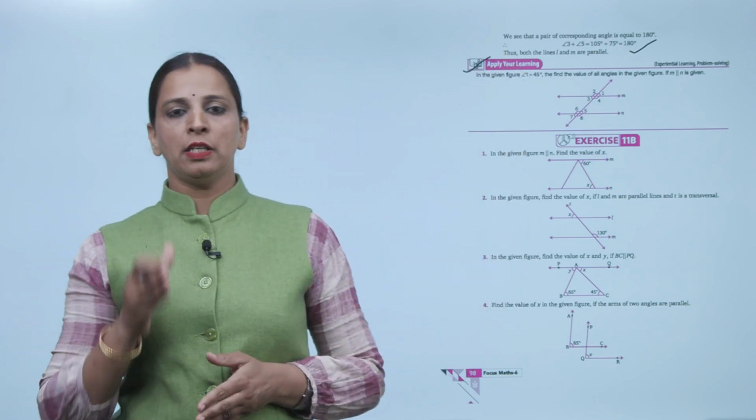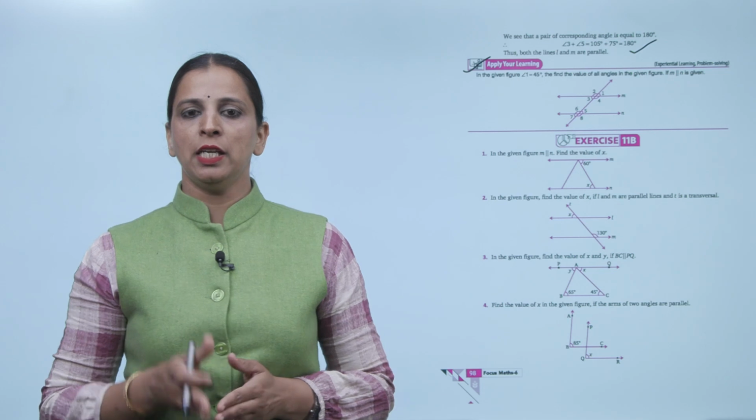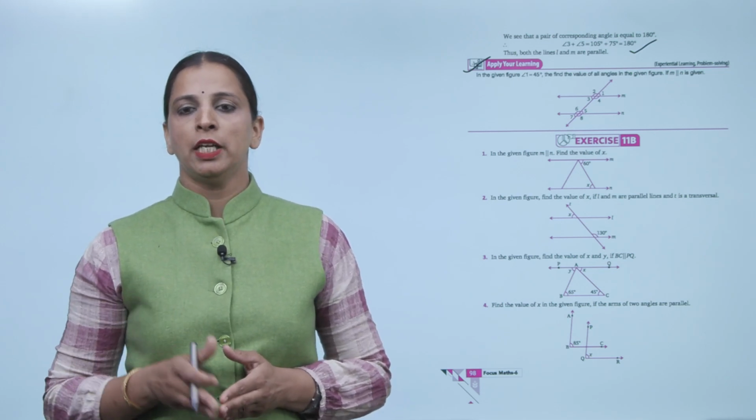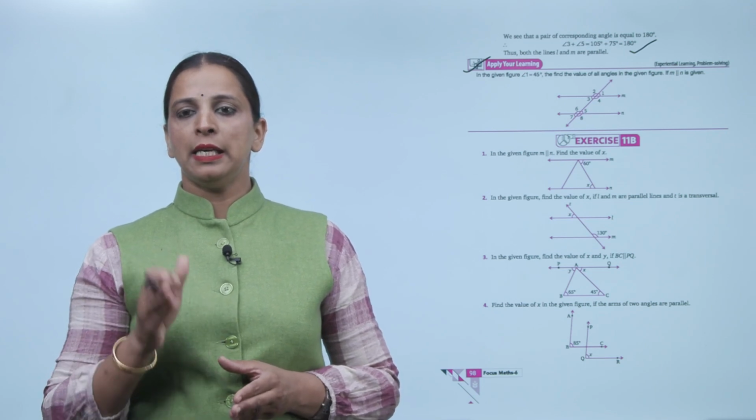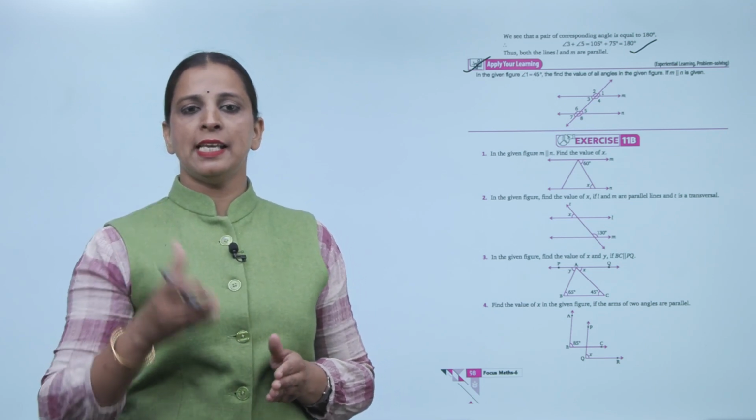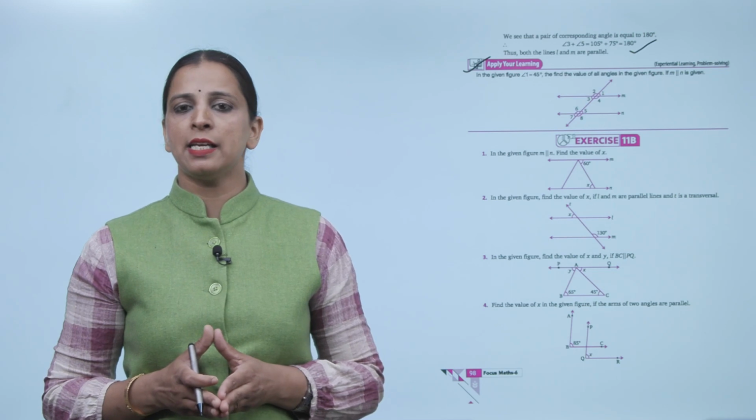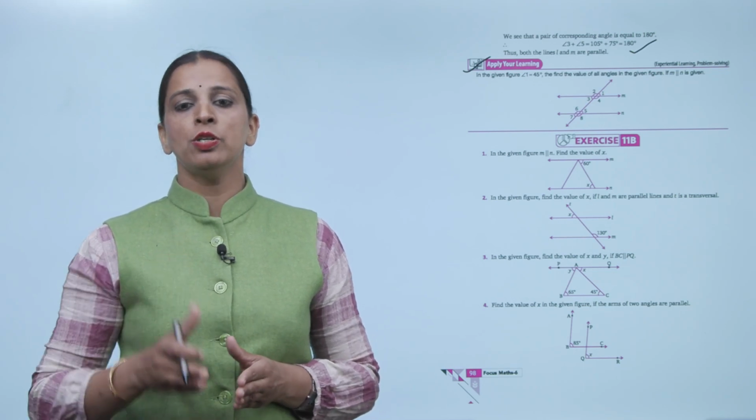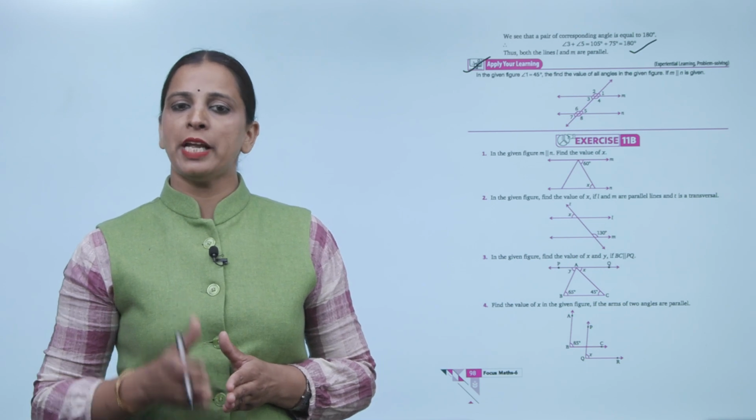In the given figure, angle 1 is equal to 45 degrees. Then find the value of all angles in the given figure if M parallel to N is given. तो सेम जैसा ही एग्जाम्पल है वैसे ही हम इसके भी सारे एंगल्स का मेजर निकाल सकते हैं. तो ये क्वेश्चन आप खुद ट्राई करेंगे. तो बच्चों इस तरह से एक्सरसाइज आप खुद ट्राई करेंगे.